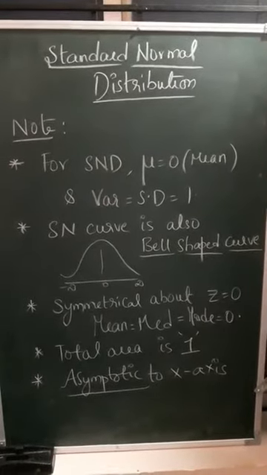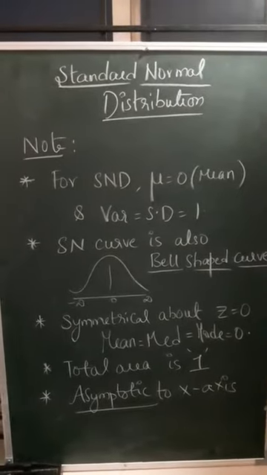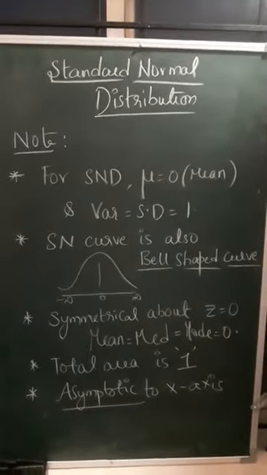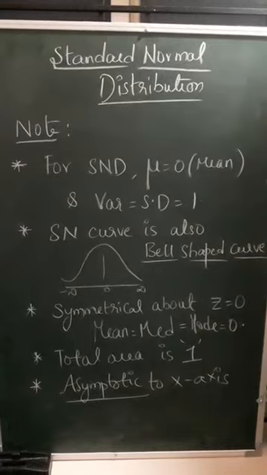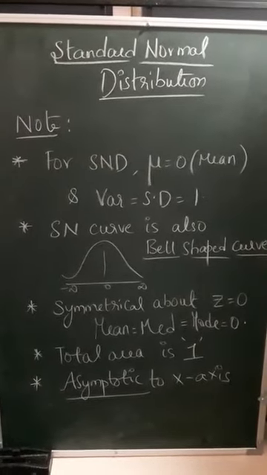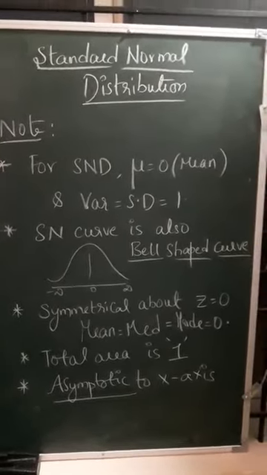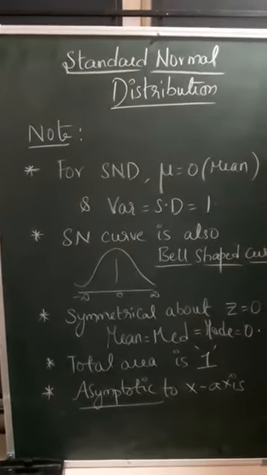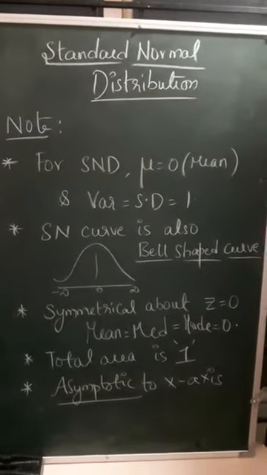Here the most important property is the first one. The mean mu is 0 and the standard deviation and variance are both equal to 1 always. Remember. And this is a bell-shaped curve, symmetrical about z equals 0, total area is 1 and asymptotic to the x-axis. These points you have already seen in the normal distribution properties. Fine.